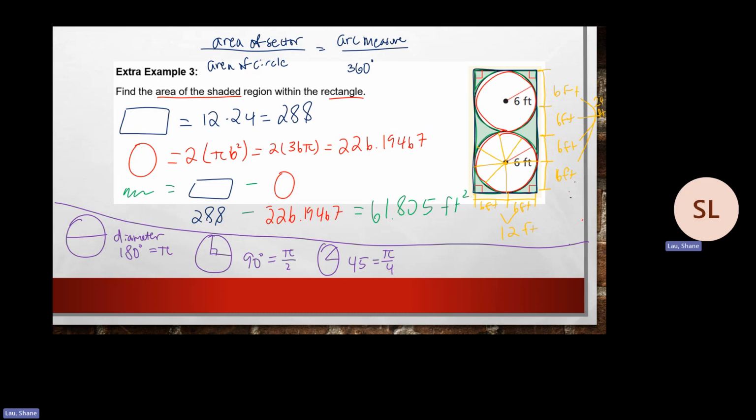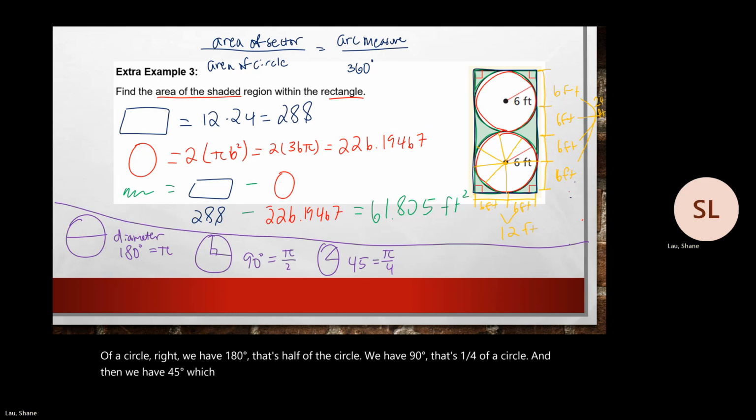We already know that there are multiple parts of a circle, right? We have 180 degrees, that's half of a circle. We have 90 degrees, that's a fourth of a circle. And then we have 45 degrees, which is, I guess, an eighth of a circle.